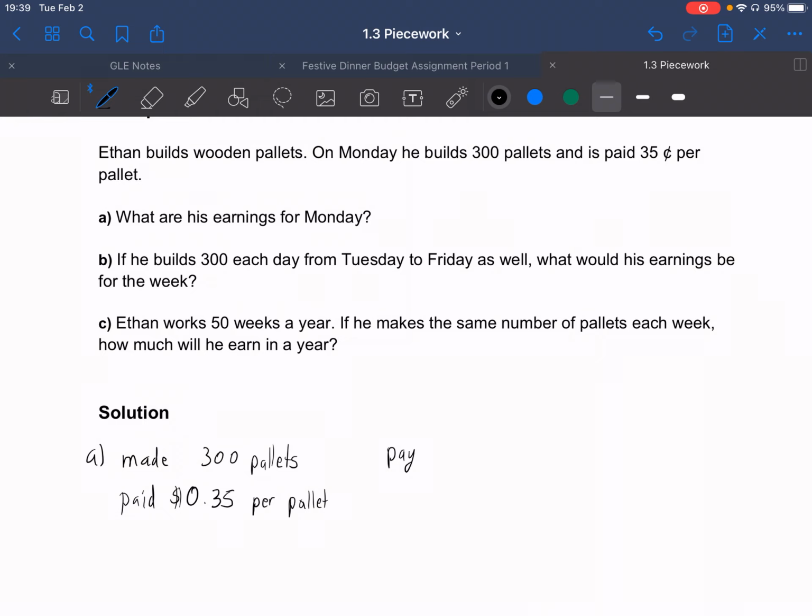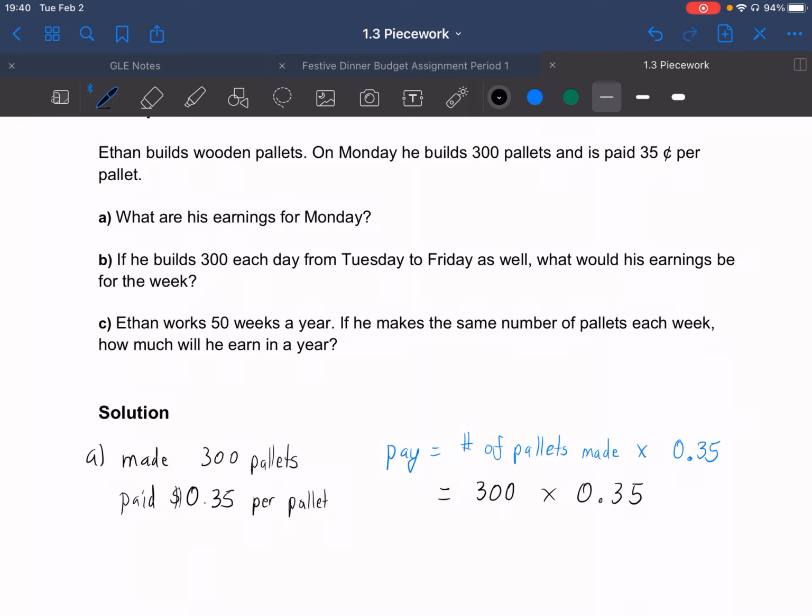So his pay. Let me just change colors so you guys can see that a little bit better. His pay is equal to the number of pallets made, sorry guys, we're having a little bit of issues here, pallets made times 0.35, which is how much he earns per pallet. So for this question, his pay is equal to 300 times 0.35.